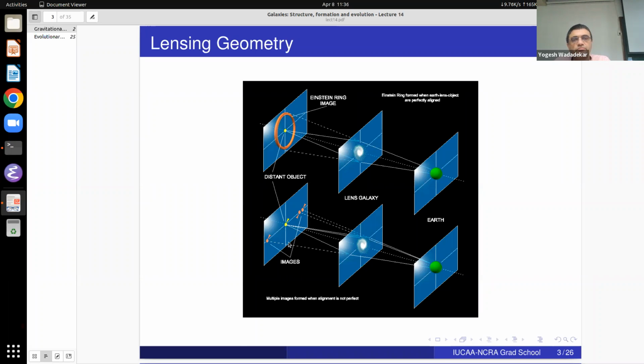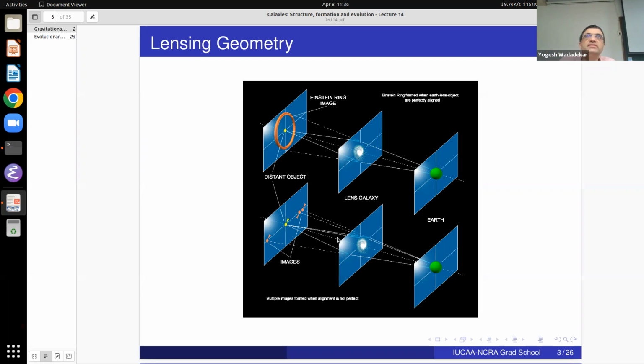Now, here you have a slightly different situation. Again, you have a point source, but it is not perfectly lined up behind the galaxy. And in that situation, if you're observing it from Earth, you don't see a full ring, but you may see multiple images of the lensed object. These may be 2 images, 3 images, 4 images, and so on. So this is the basic idea.